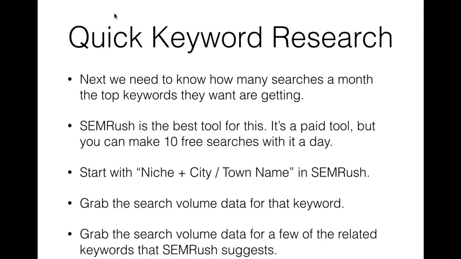So, start with niche plus town or city in SEMrush. Just grab the search volume from that first keyword, or even the first few, and then the first few of the related keywords that SEMrush suggests, just to get a rough estimate of how much potential traffic is out there for these guys, right? If they wanted to do SEO, how many more searches a month could they have, people coming into the site like that.